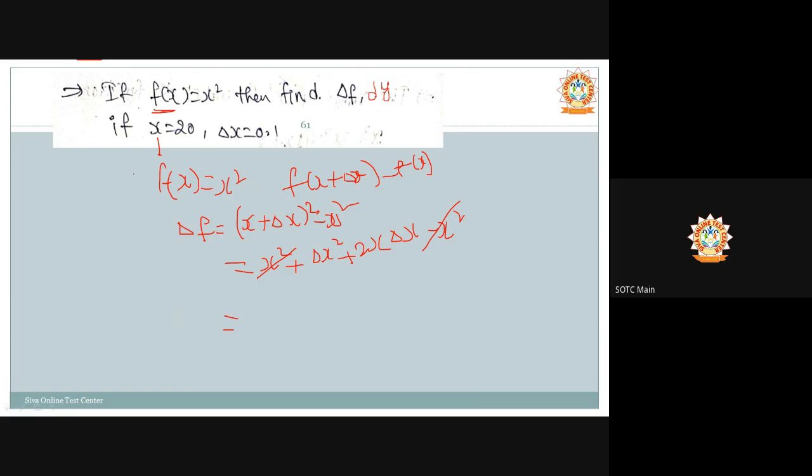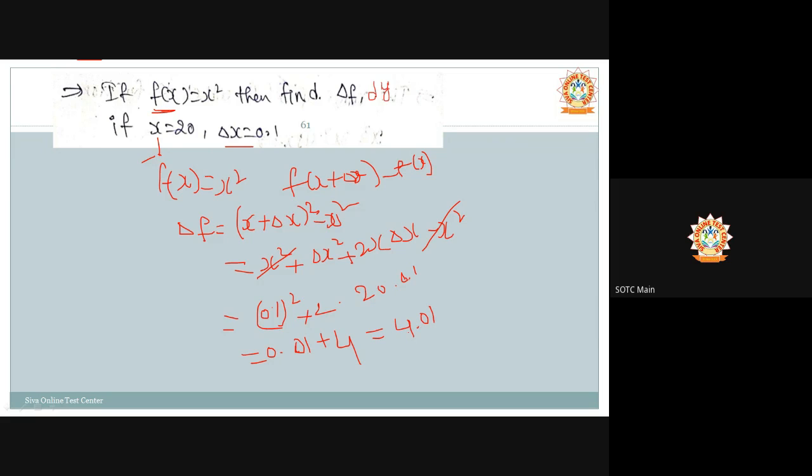They have given the x value and they have given the delta x value. So substitute here. Delta x whole square is nothing but 0.1 whole square, plus 2 into x, which is 20, into delta x, which is 0.1. So 0.1 whole square will become what? 0.01, right? So plus 2 into 20 into 0.1, what will it become? It is 4. So it will become 4 plus 0.01, right?